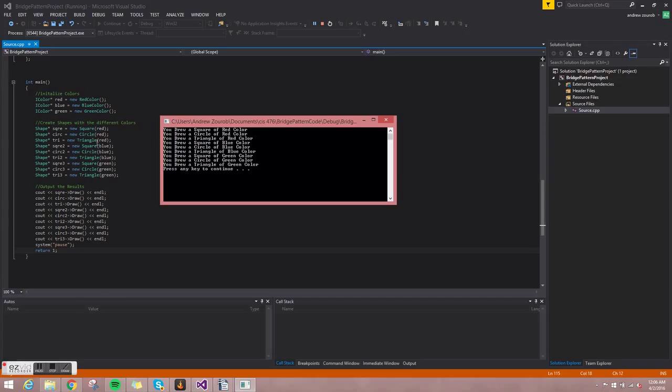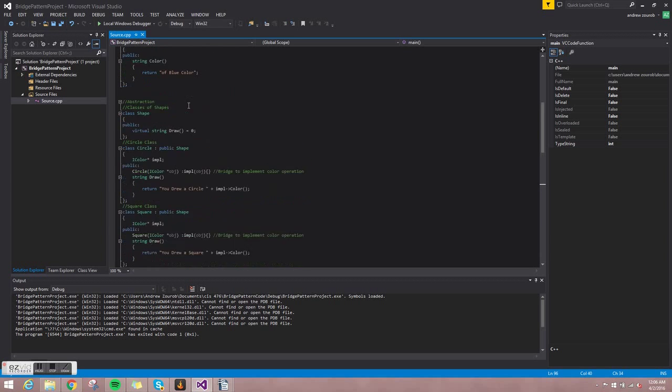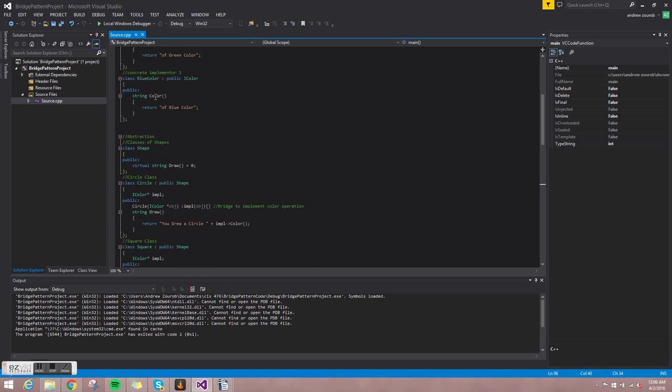Once again, we separated the two hierarchies, the two classes, which were the shapes and colors, and then we used the shape hierarchy to implement the color instead of just making the different options for it. And that was my 476 project.